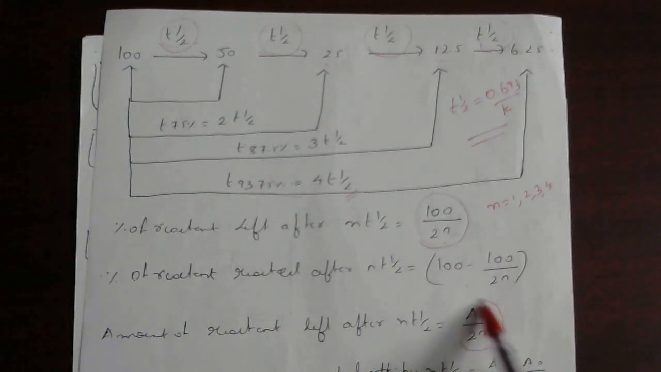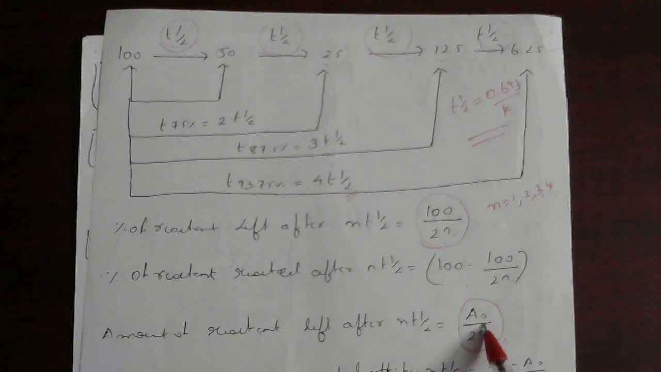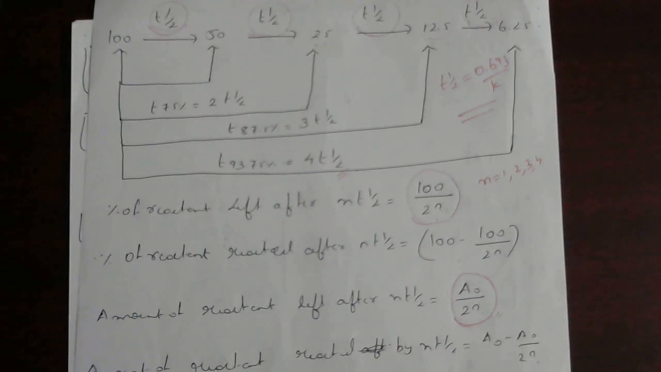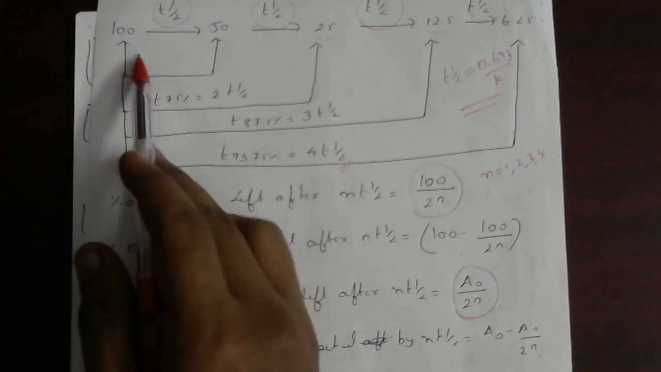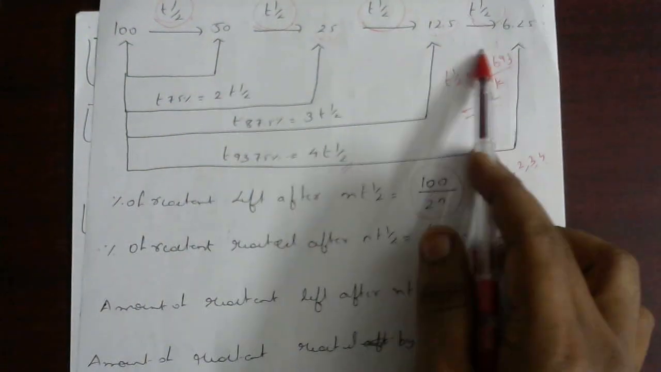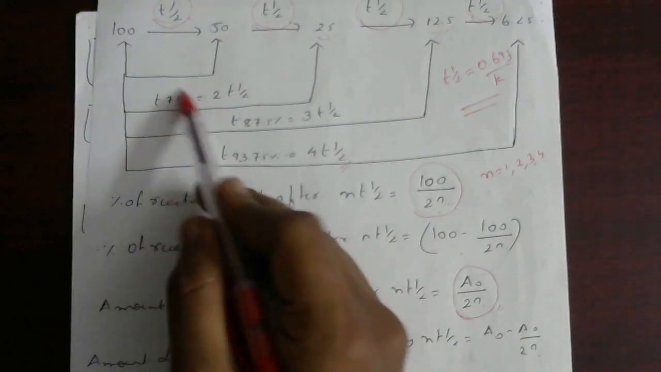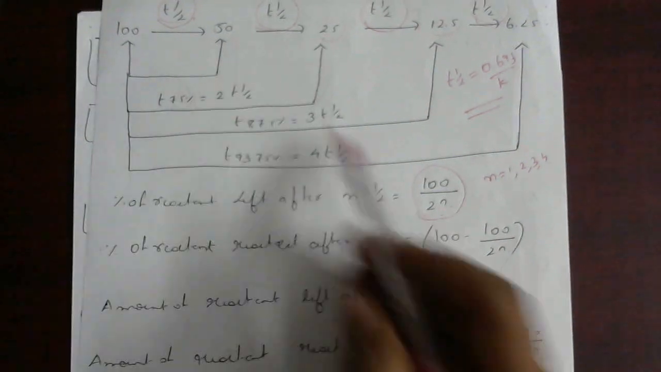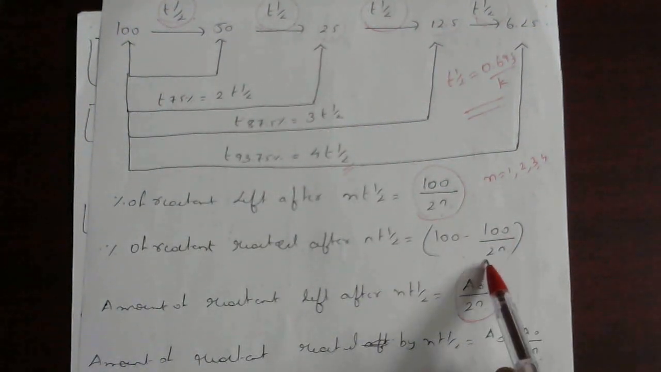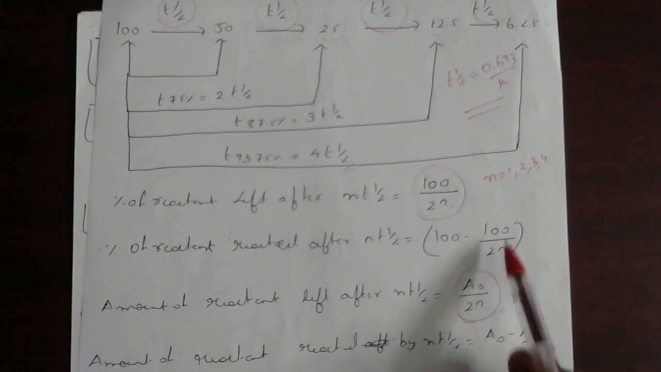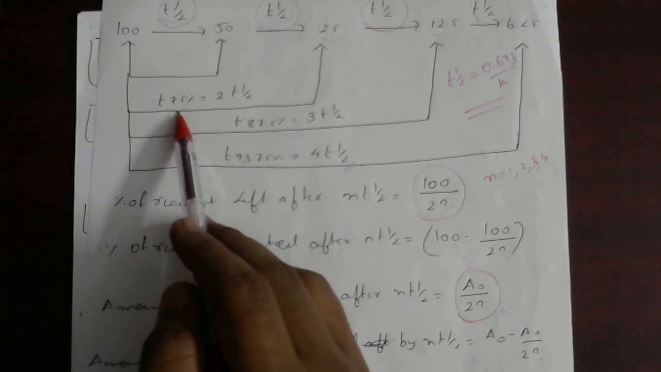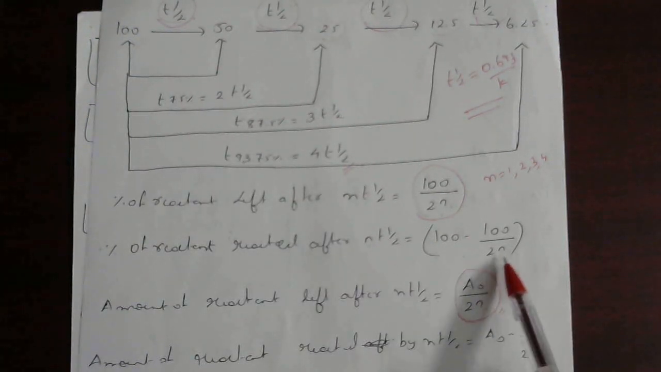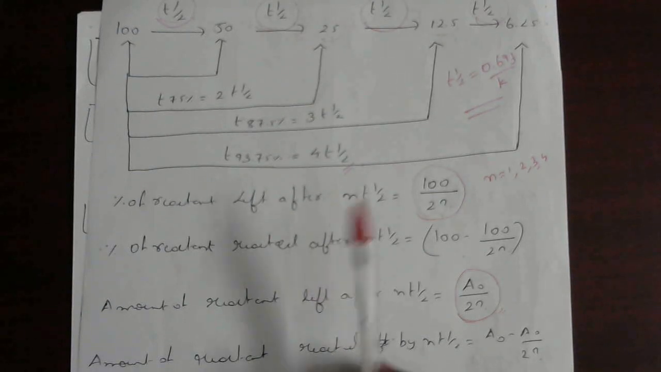In short, we can say A naught divided by 2 to the power n. A naught is nothing but the initial concentration, which I have taken 100 in the above case, and I have represented percentage here. That is what is left, remaining. If you want to get 75% reacted, what we will do? 100 minus 100 divided by 2 to the power n. Keep n equal to 2: 100 divided by 4, 25. 100 minus 25 is 75. We are getting the same pattern. Keep n equal to 1, 2, 3, you will be getting what is left as well as what is reacted.